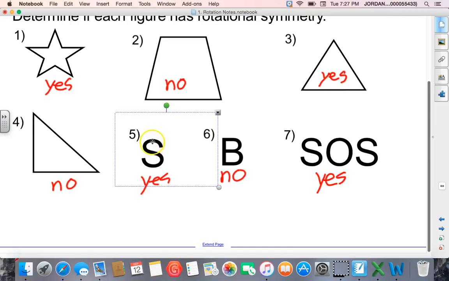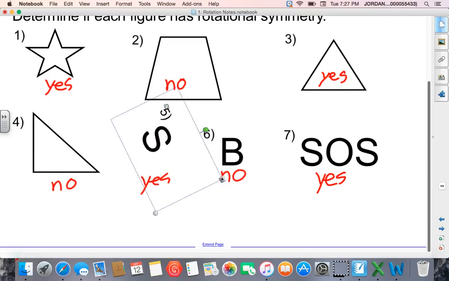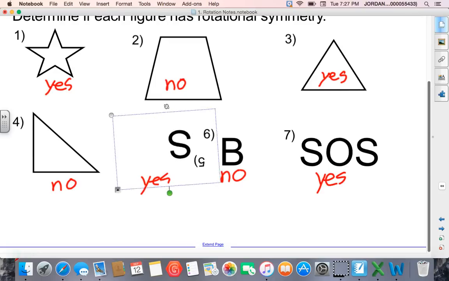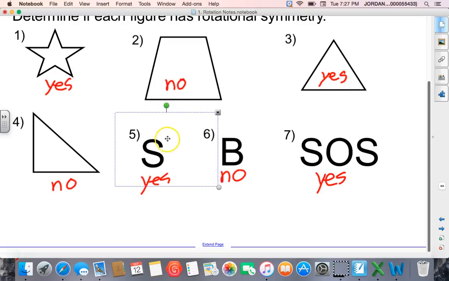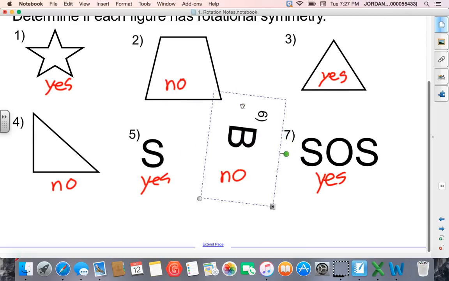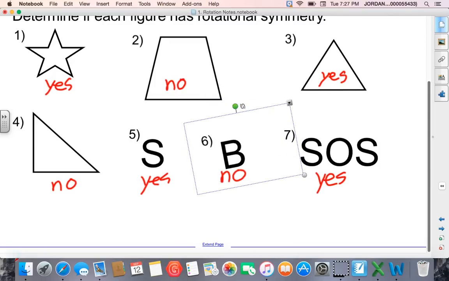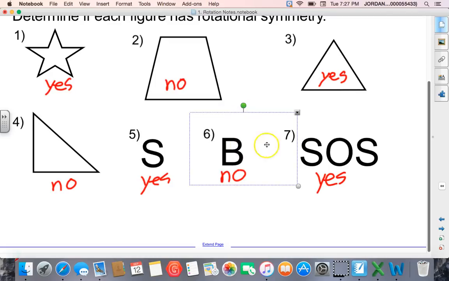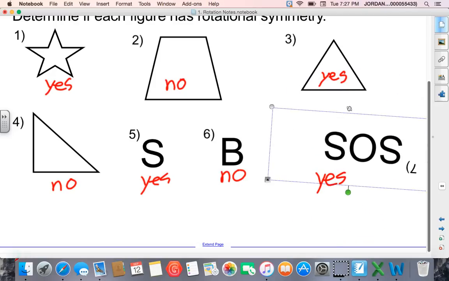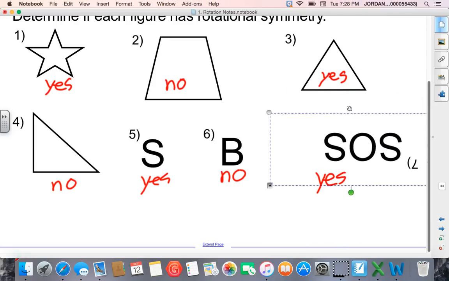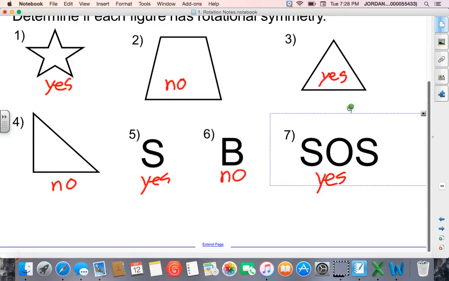The letter S, it does have rotational symmetry. I can rotate it 180 degrees and I get an S again. So the letter S does have rotational symmetry, but the letter B does not. 180 degrees gets me to a backwards B, and nowhere in between do I get a B, so it does not have rotational symmetry. And then SOS, strangely enough, even though it's 3 letters, does have rotational symmetry because at 180 degrees it's SOS again. So it's got to be 180 or less, and that one does it at 180, so yes, it does have rotational symmetry.